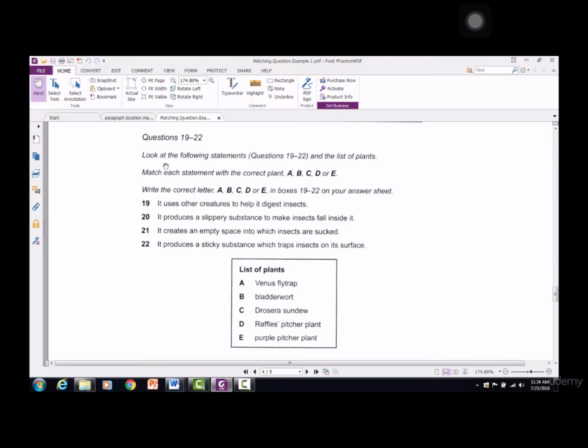Now, let's go ahead and find, all right, number 19 says something about digesting insects and creatures. Number 20 says something about a slippery substance. I would circle these as keywords. 21 says something about creating an empty space and insects being sucked. Those are my keywords. And 22 is going to be something about a sticky substance. I would circle those keywords in the questions, because then when I read the sentences for these different words in the box, it might make it easier for me to answer faster. Okay? You get it?